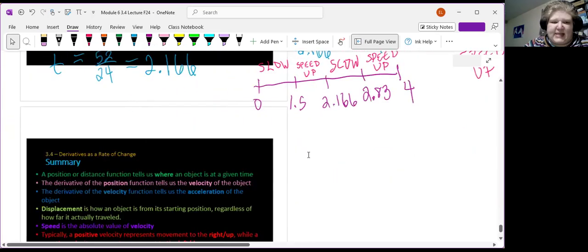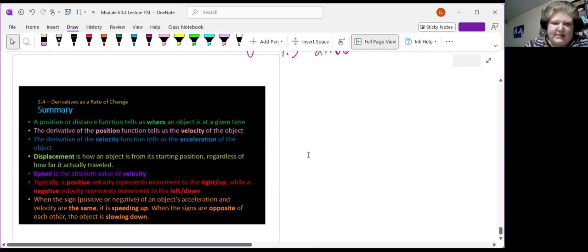Whew. Last slide is just our summary slide in a lovely rainbow. And it is 12:27 in the morning, so I'm going to stop now.